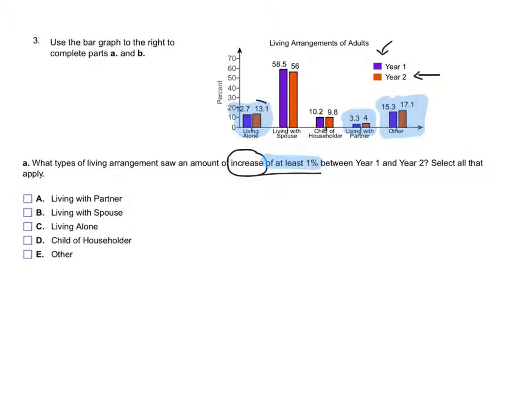So if we go to the first set, we have 13.1 minus 12.7. And that's an increase of 0.4. So that is not 1%. 1% would be 1.0 or higher. So that means that this choice is not the right answer.